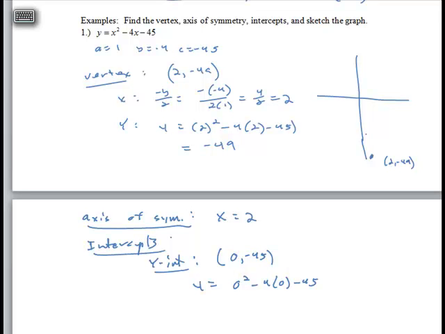So if we plot the second point, the point (0, -45) lies above the vertex. So obviously now the vertex is not going to be the highest point on the graph. It has to be the lowest, telling us that this parabola has to open up. And if it opens up, that means we're certainly going to have two x-intercepts. So let's go ahead and find them. The x-intercept, where y is equal to 0.